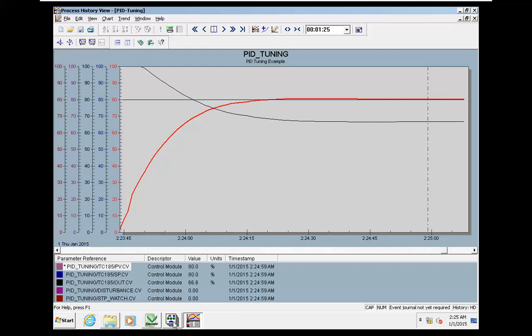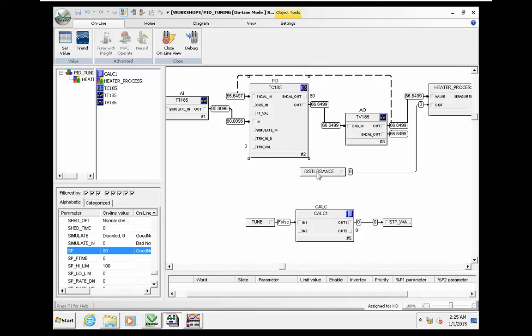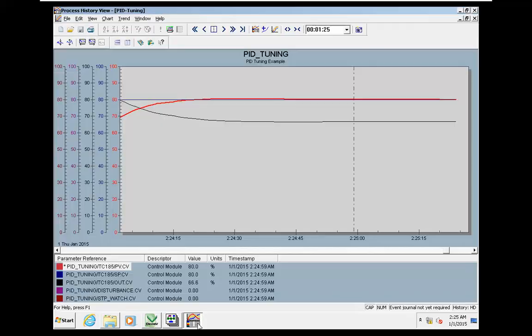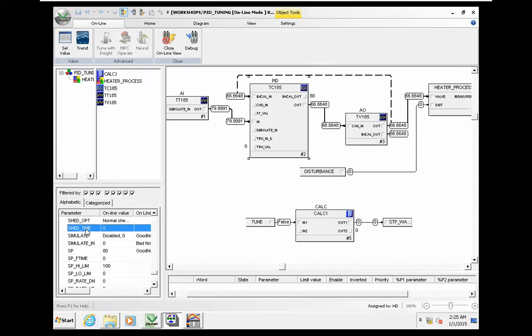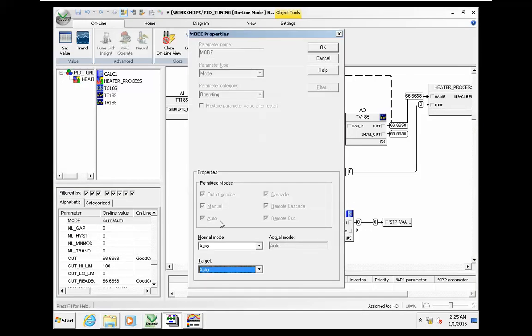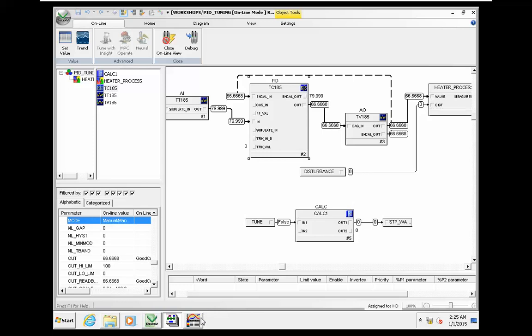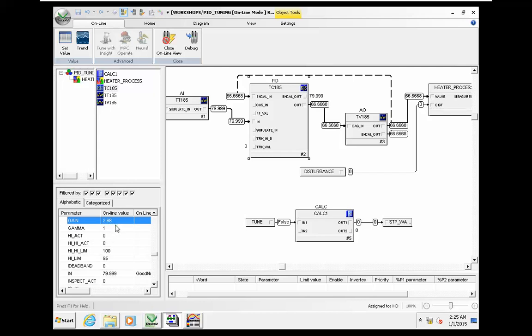The next step, let me change the disturbance. I will use the disturbance in case of PI parameters. I will apply. First I need to change the mode to manual. I want to be sure that the auto to manual transition is bumpless. Let me see if it's bumpless. Yes, it's bumpless.